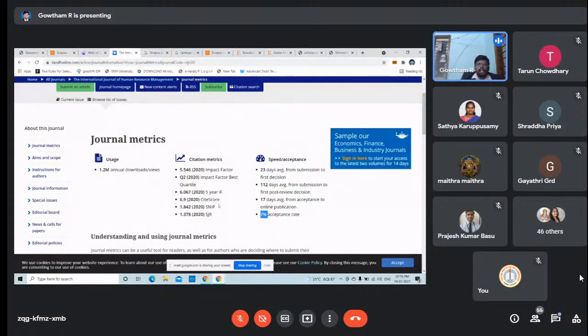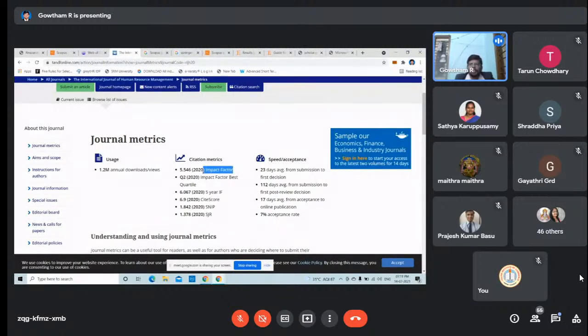Some people are asking what a site score is. Site score is nothing but the total number of citations divided by the total number of citable items published in a year. That is called a site score. What is the total number of citations the journal has received, divided by the total number of articles published? So here you have citation metrics.